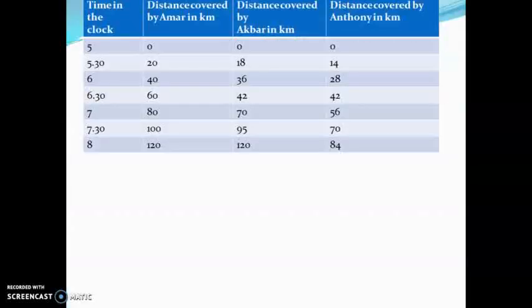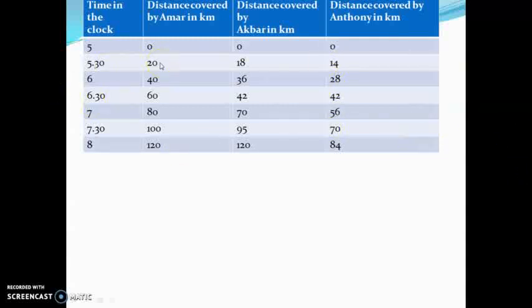Now, the table is divided as time given in the clock, distance covered by Amar in kilometers, distance covered by Akbar in kilometers, and distance covered by Anthony in kilometers. The time intervals are given at 5, 5:30, 6, 6:30, 7, 7:30 and 8, and these are the distances covered by these three persons. At 5 o'clock, that is the starting time, the distance is 0. They start from distance 0, and then gradually the distance keeps on increasing.